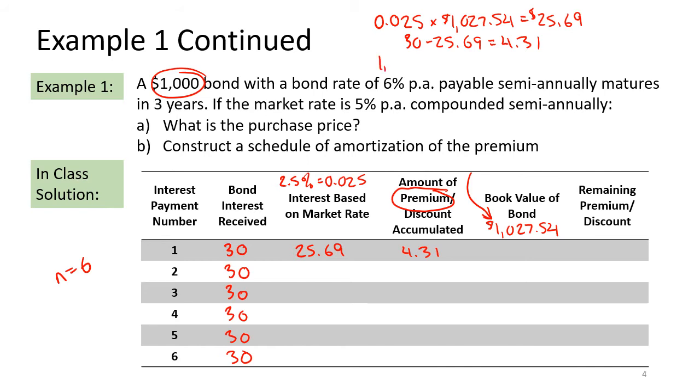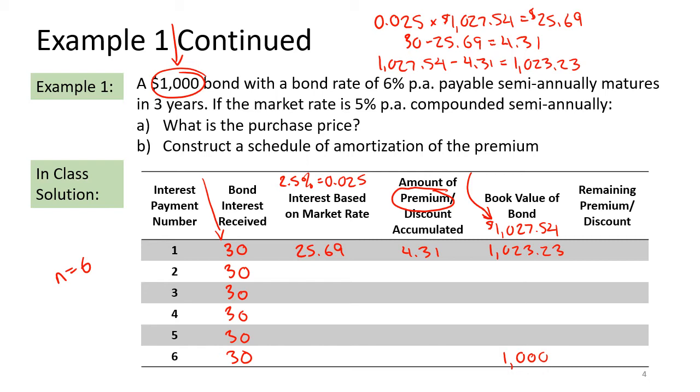So our book value is now $1,027.54 minus that premium, so $4.31. And we arrive at $1,023.23. As we get to the end, you'll notice that our final one should finish at the face value of the bond. Because by the time it comes to maturity, this bond isn't worth any more than the initial $1,000, because we've already made that extra money in terms of bond interest payments. All those additional payments have already come to us.